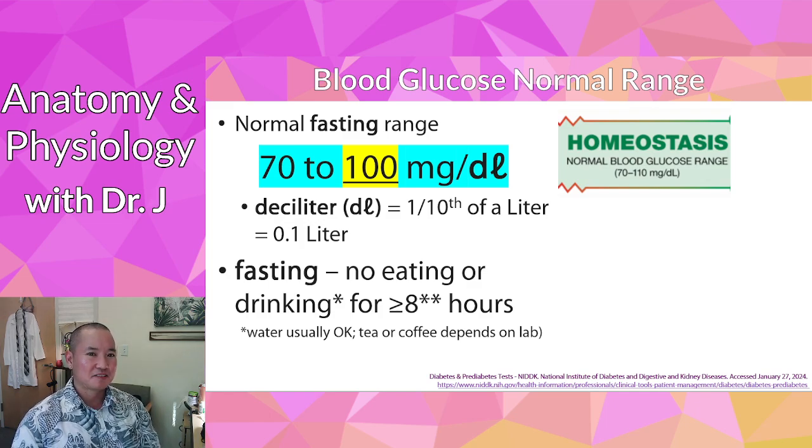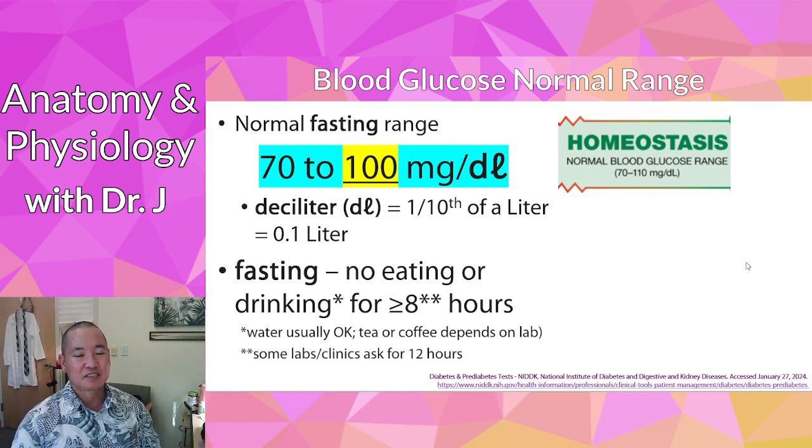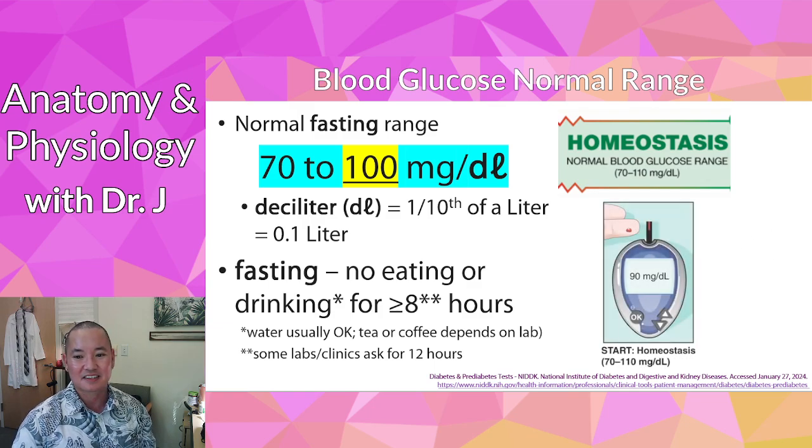Now, it's usually 8 hours or more. Some labs or clinics ask for 12 hours, and maybe on the extreme end, even longer than that. But typically they say, okay, have you eaten in the past 8 to 12 hours? So that's why whenever you get a blood glucose test, they always ask you, have you eaten anything, or is this a fasting blood glucose test?